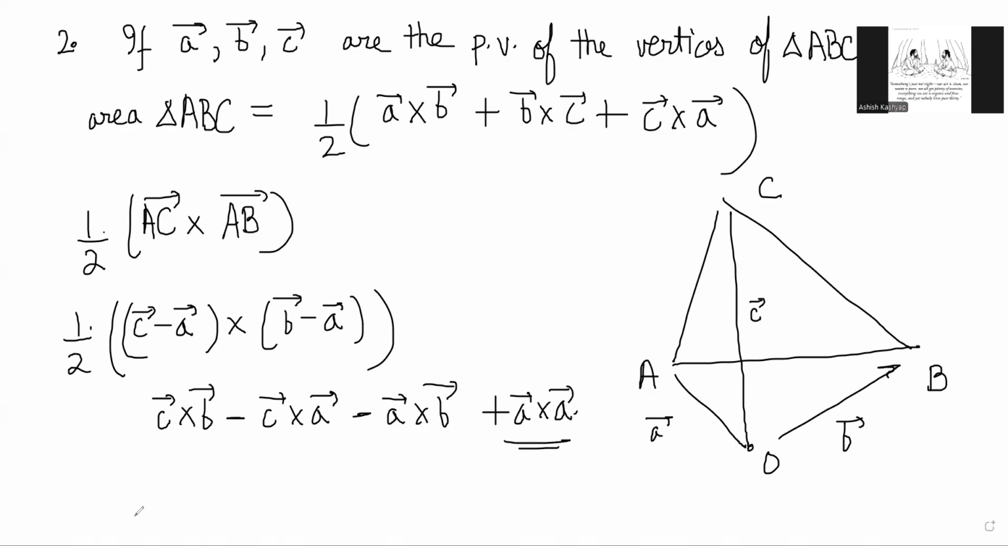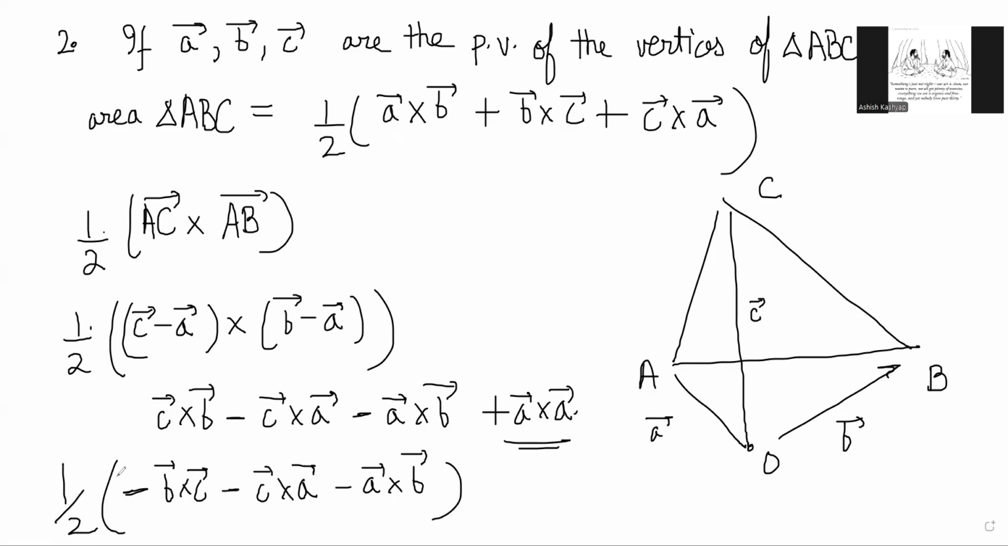So you have this, and basically this is what? This is minus B cross C minus C cross A and minus A cross B. And the modulus of that will be the area. So you can take minus 1 common, the magnitude of the area will be this, right? Which is matching. So that becomes the expression for area of a triangle.